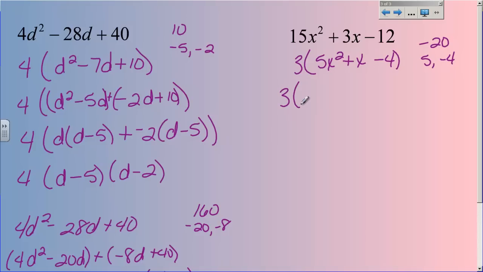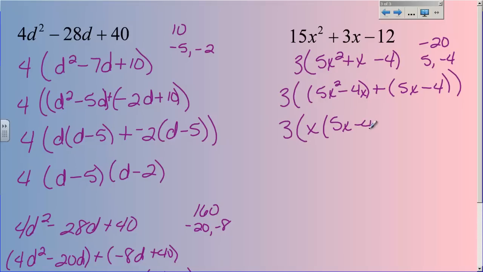So I'm going to factor the same way. I have 5x squared minus 4x plus 5x minus 4. I forgot my squared. And we're going to factor. So the greatest common factor here is going to be an x, leaving me with 5x minus 4. And my greatest common factor here is a 1, which leaves me with 5x minus 4. So my factors are 3, x plus 1, and 5x minus 4.